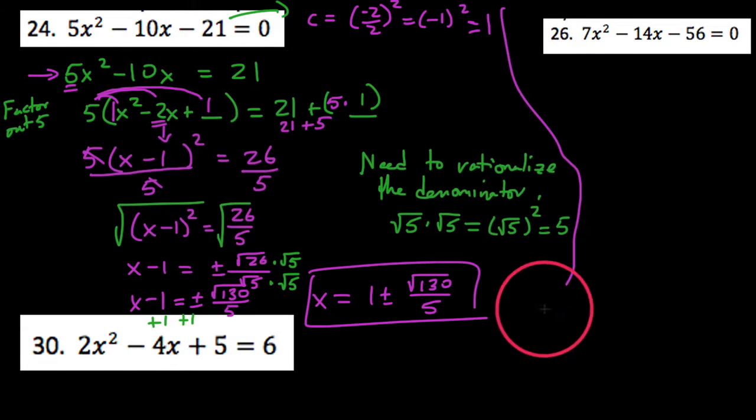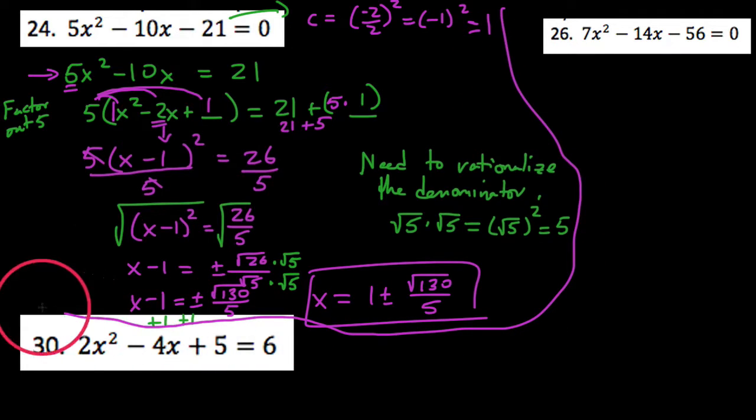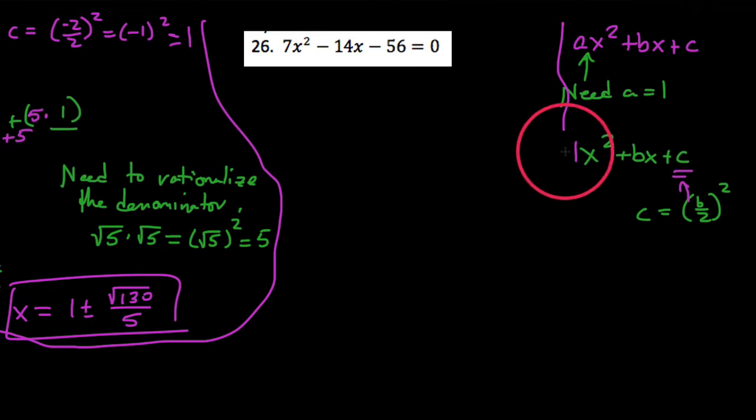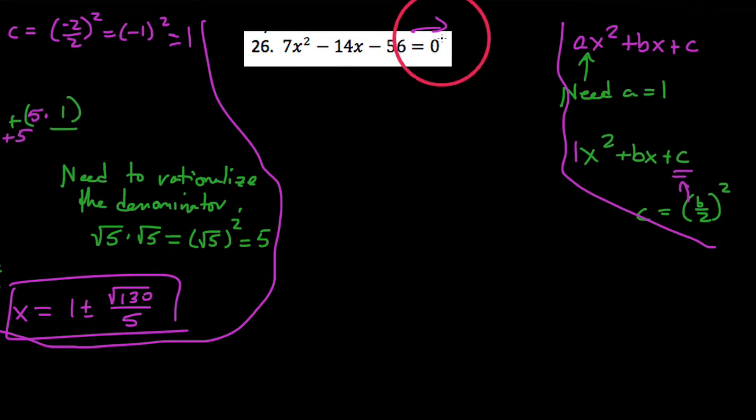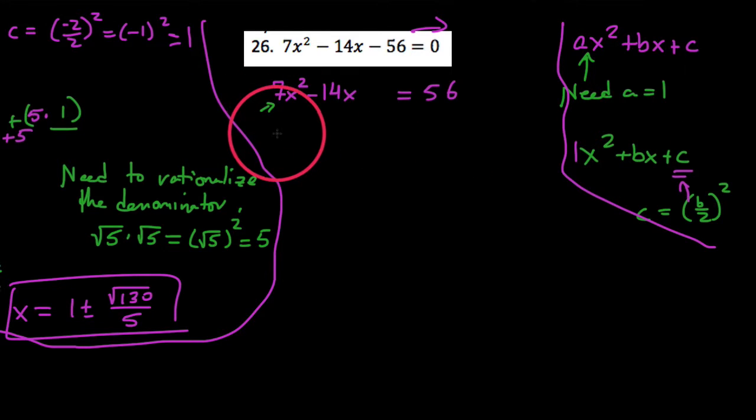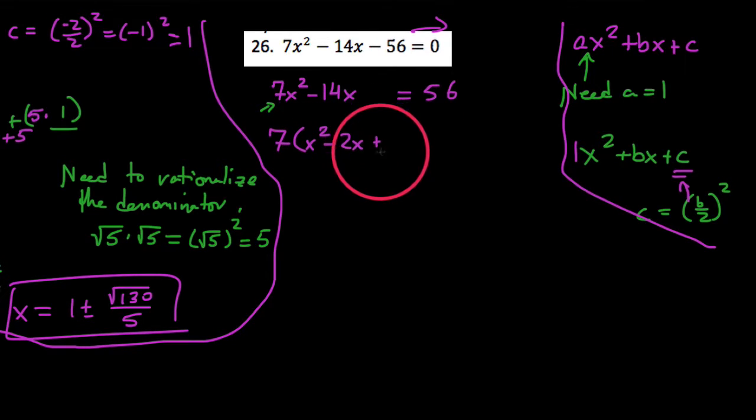I'd like to try this again with a couple more of these, but let's start with this 26 that you see over here on the right. So again, let's displace the constant if it's not already on the right side. So we get 7x squared minus 14x is just equal to our 56 here. Now the key thing here is that I need to have a 1. So just like we did last time, let's go ahead and factor out a 7. And what I get left with then is x squared minus 2x plus blank.